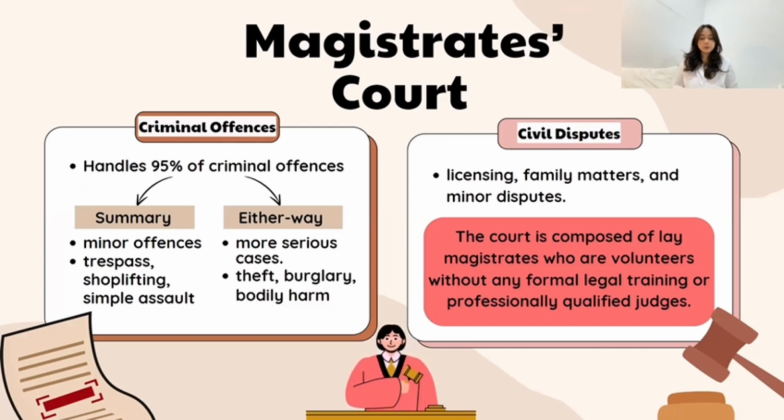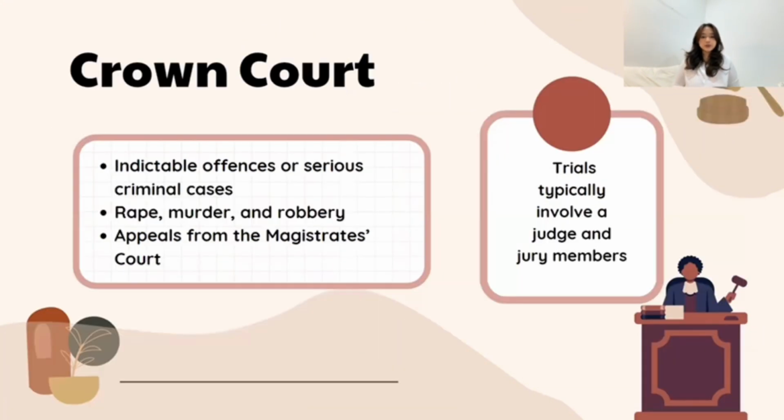The court is composed of lay magistrates, which translates to volunteers or people without any formal legal training, or professionally qualified judges. Moving on to the Crown Court, the Crown Court is where indictable offenses or serious criminal cases such as rape, murder, or robbery are handled. The Crown Court also deals with appeals from the Magistrates Court. The trials that are held in the Crown Court typically involve a judge and also jury members.